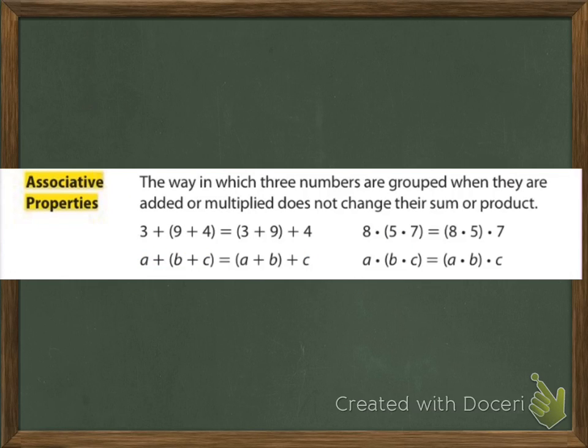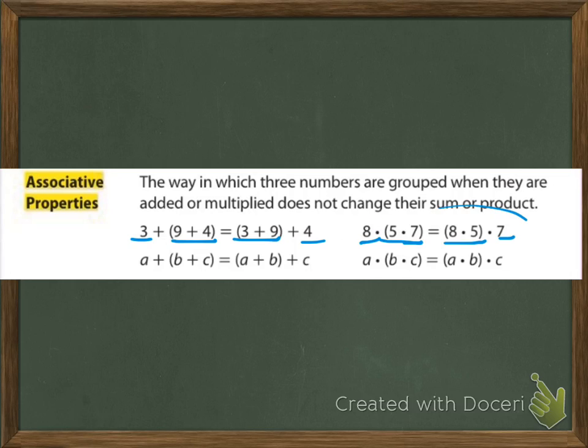Associative property, remember, says the way in which 3 numbers are grouped when they are added or multiplied does not change the sum or product. So if it's all multiplication or it's all addition, you can change the grouping and it won't change your final result. If you wanted to add 3 and 9 first and then add 4, that's fine. Or if you want to add 4 and 9 first and then add 3, that's fine. Same with multiplication. You can multiply 7 times 5 first and then times the 8, or you can do 8 times 5 first and then times the 7. So it's completely up to you. It's all about your mental math and what makes more sense.